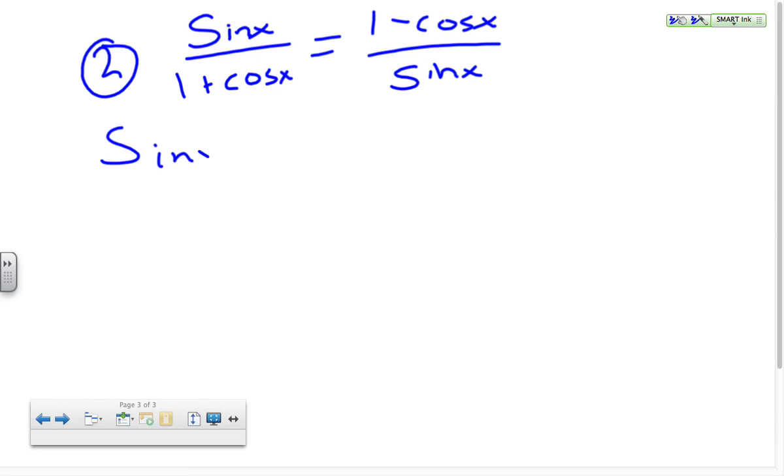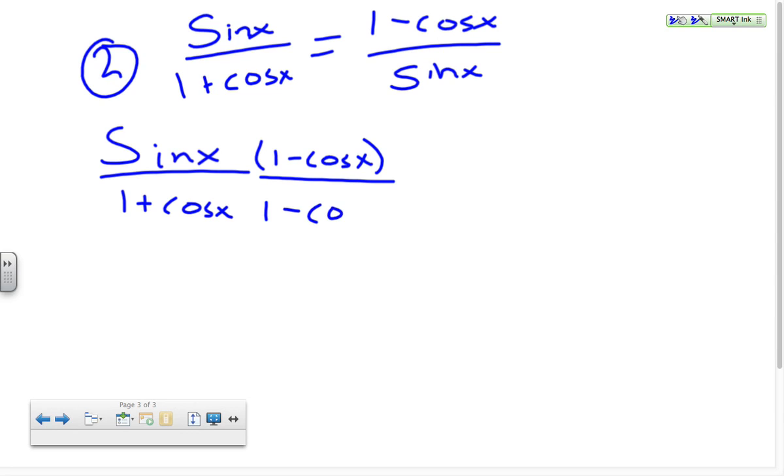So I have sine of x over 1 plus cosine of x. Okay, now I'm going to multiply by 1 minus cosine of x. And I'm using this specifically because I want the 1 minus cosine of x. Okay? Alright, so now I have this 1 minus cosine of x in here. Right? So that's there. Now we're going to do some simplifying.